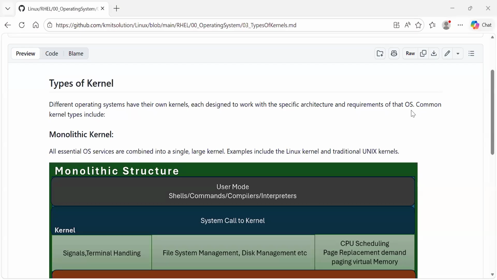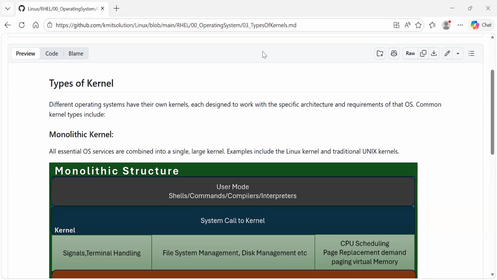Hello everyone. Different types of kernels are used by different operating systems. Like Windows is using a different type of kernel, Linux is using a different type of kernel. So let us understand what the different types of kernel are.